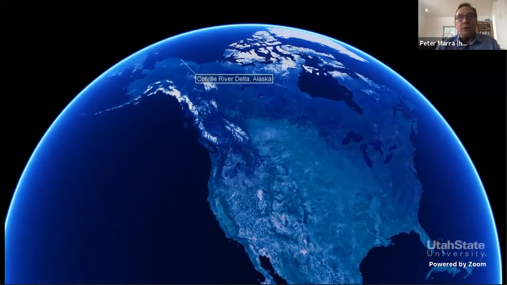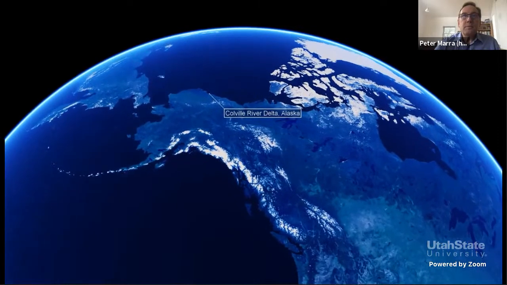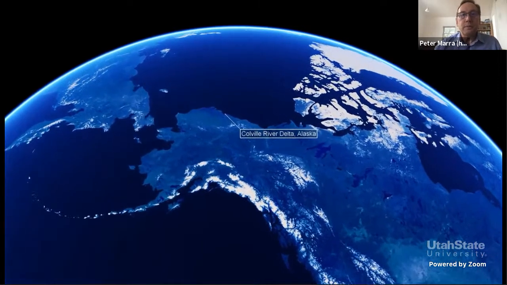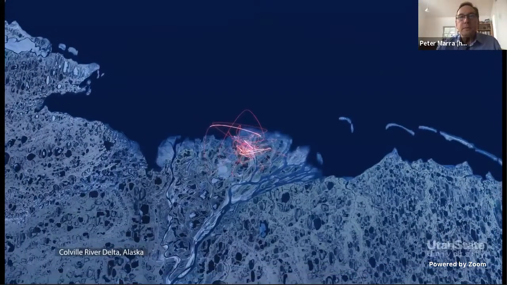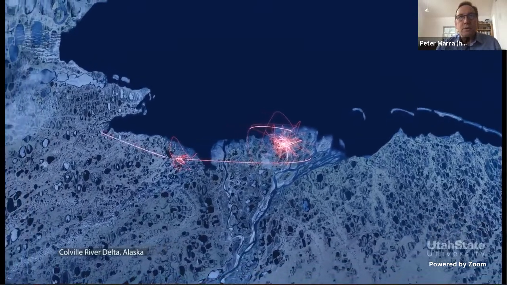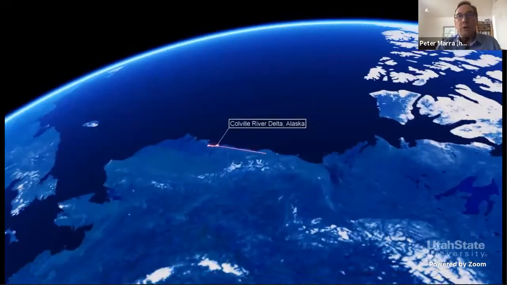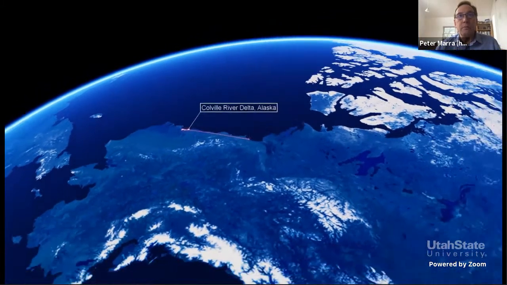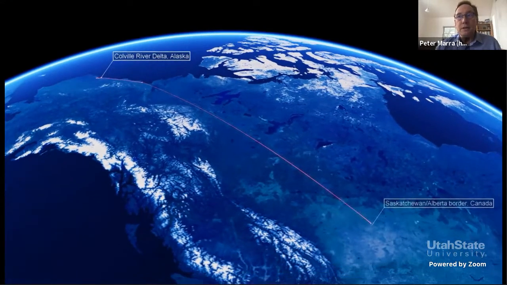So this is on the Colville River Delta. Breeding is just finished, and the bird starts to move. Fattening up, young have probably already dispersed. The pair bond is broken. This is just one individual. There are thousands of black-bellied plovers there. It starts to move, makes a big migration jump down to Saskatchewan.